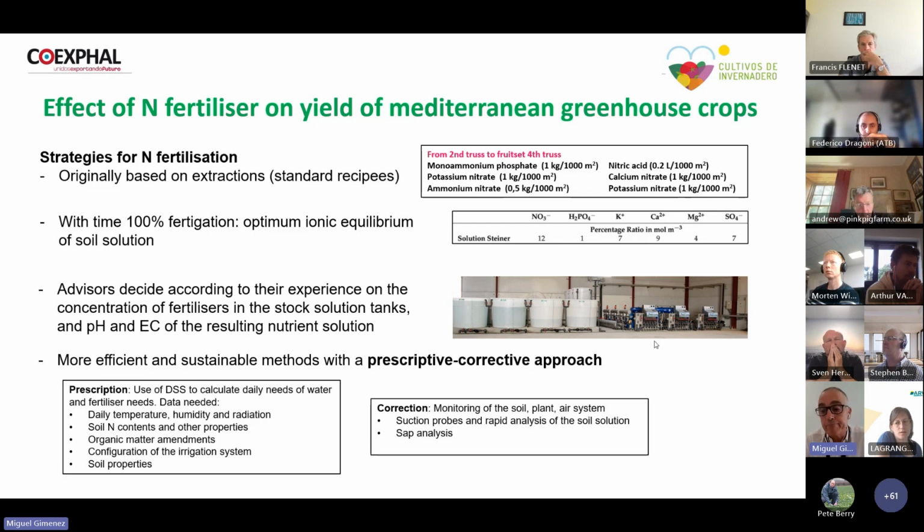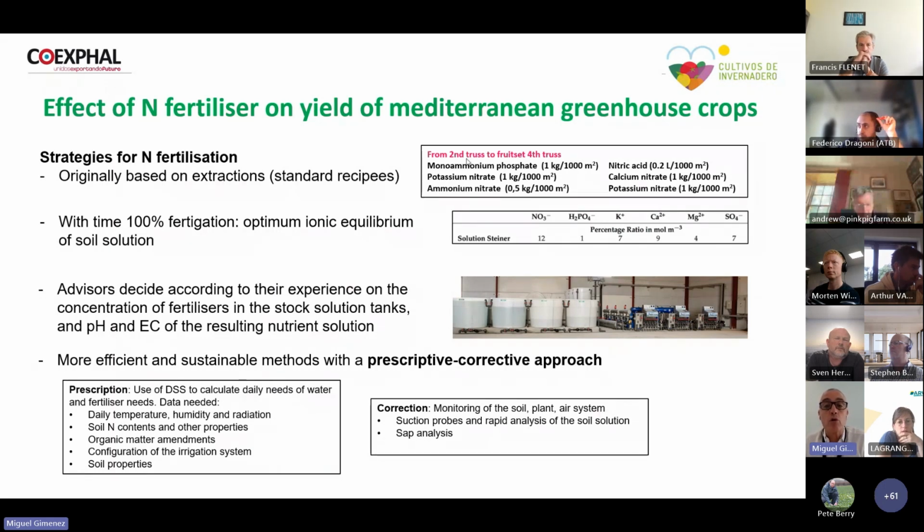So decades ago, the strategy to decide how much nitrogen to supply to crops was based on extractions. There were a few standard recipes, and you can see one example here for a tomato crop.